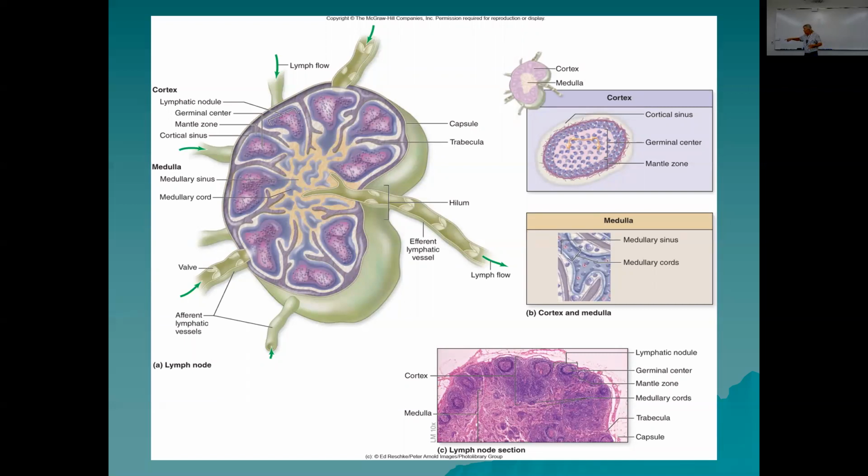Then there's one outflow, an efferent lymphatic vessel, where this lymph will flow out of the lymph node and eventually find its way to another lymph node. And that will percolate to another lymph node, and then leave that lymph node to another, and another, many lymph nodes along the way, until it eventually gets put into the thoracic duct or the right lymphatic duct, and eventually ends up going back into the venous blood supply.